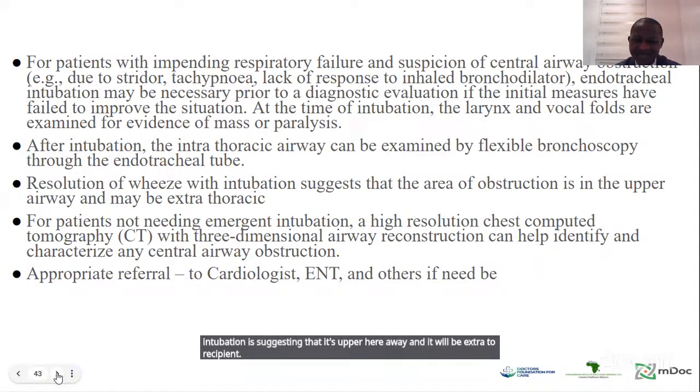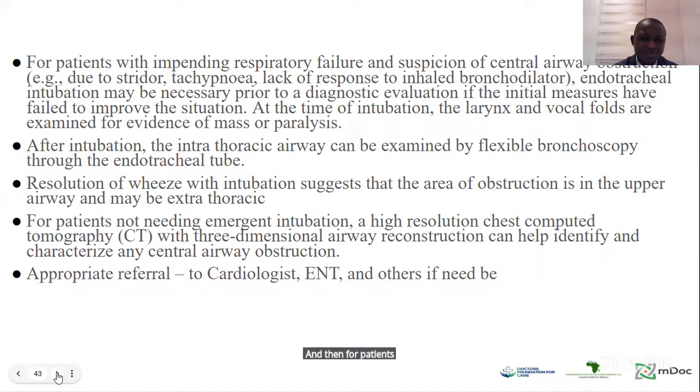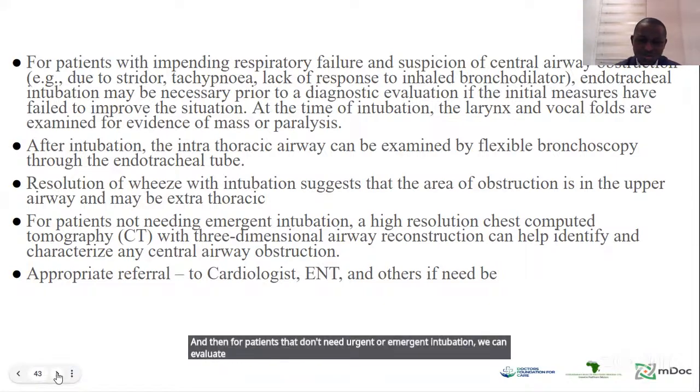And then for patients that don't need urgent or emergency intubation, we can evaluate and then come to a conclusion of what the diagnosis is, and then make an appropriate referral to a pulmonologist, cardiologist, ENT surgeon, or any other as need be.